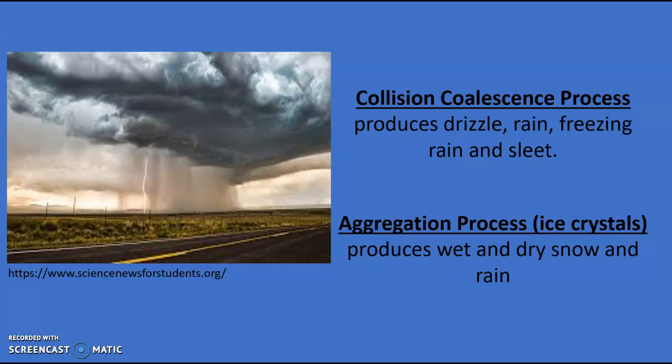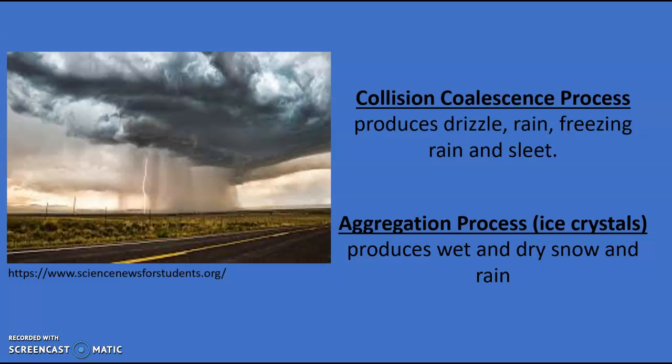the droplets fall and collect with other droplets. The bigger the droplet, the faster it falls. Once combined and big enough, the droplets will fall to the surface. So you take a warm cloud and saturated air that rises and cools. It forms condensation and creates water droplets within the clouds.